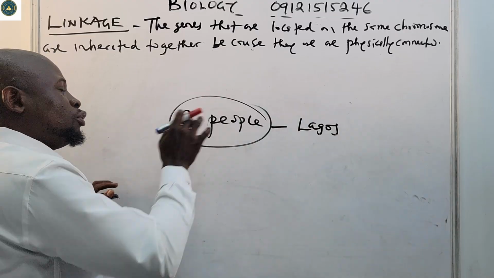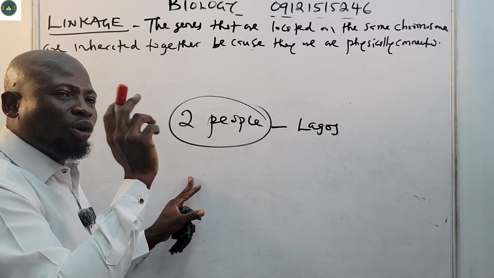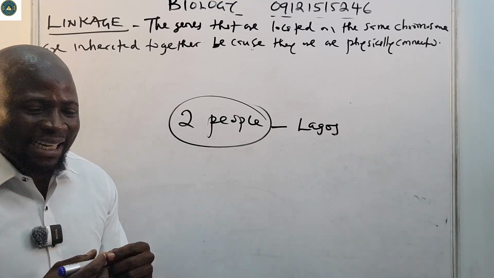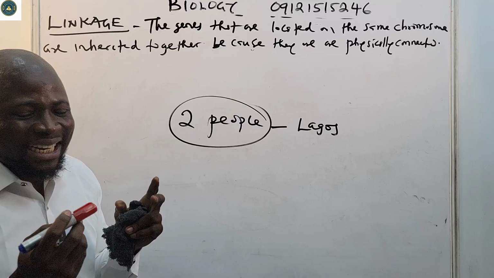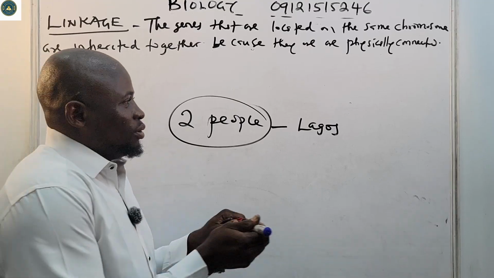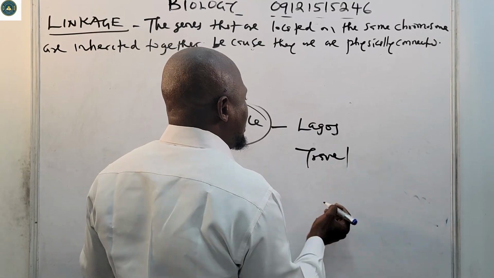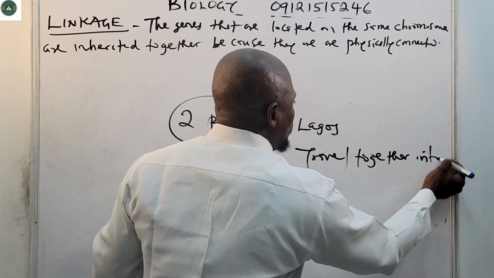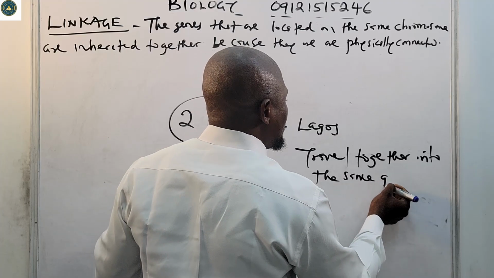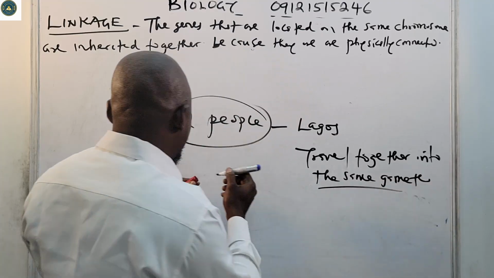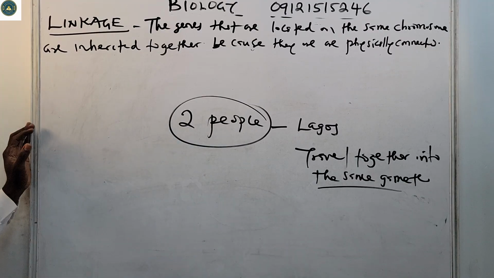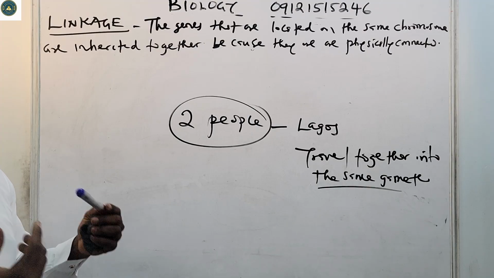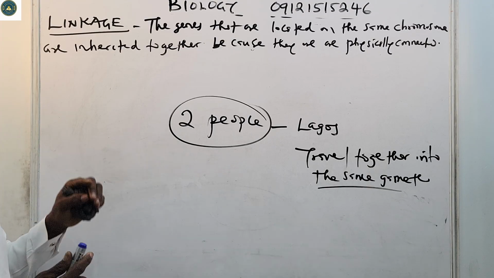So if two genes are located on the same chromosome, what happens is that they will be inherited together. That is what linkage is talking about. They travel together into the same gamete. The genes that are located on the same chromosomes are inherited together because they are physically connected. So that is what linkage is.